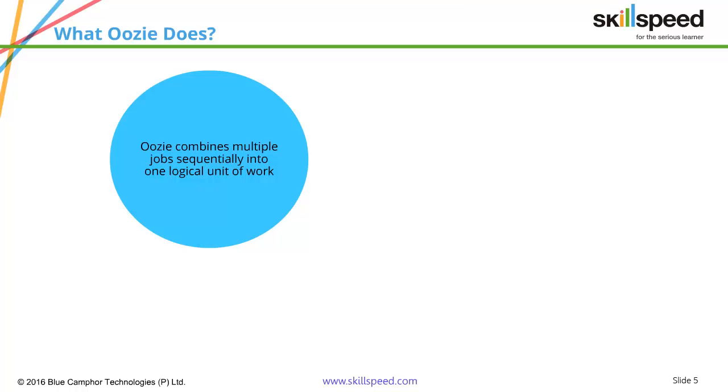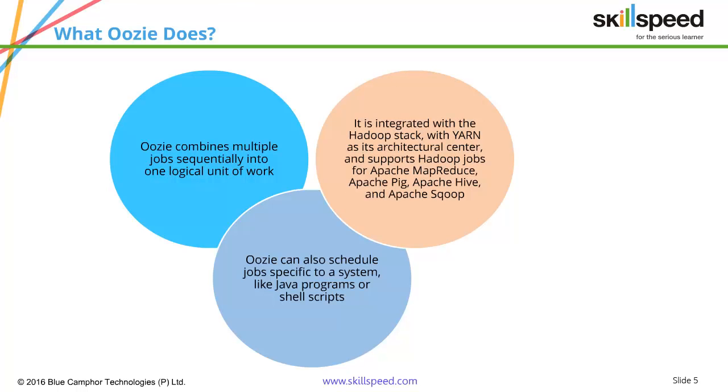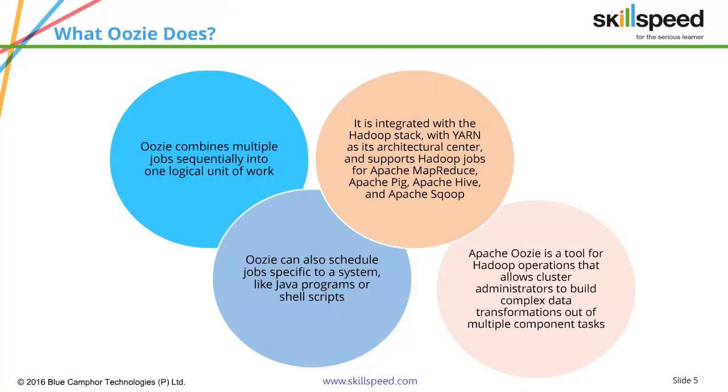It can also schedule specific Java programs or even shell scripts. Oozie can definitely run your MapReduce jobs, Pig jobs, and Hive jobs if you have, or even Sqoop. However, it can also run other types of jobs, such as a simple Java program or a shell script. Basically, it is integrated with your Hadoop stack and it leverages the Yarn architecture for the sequential execution. Apache Oozie is a tool for Hadoop operations that allows cluster administrators to build complex data transformations out of multiple component tasks.